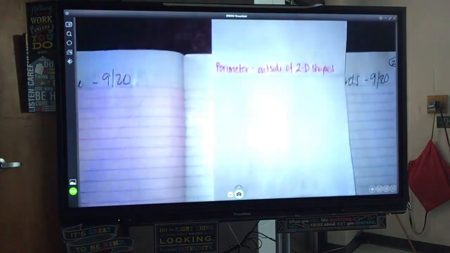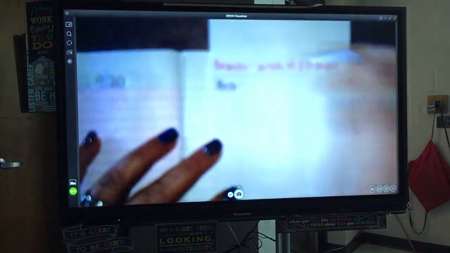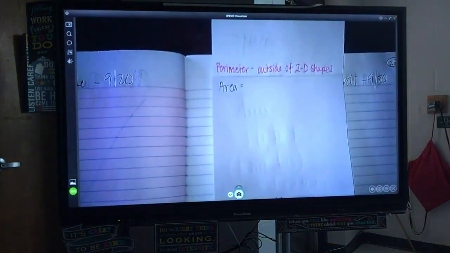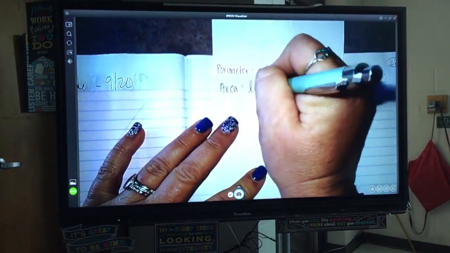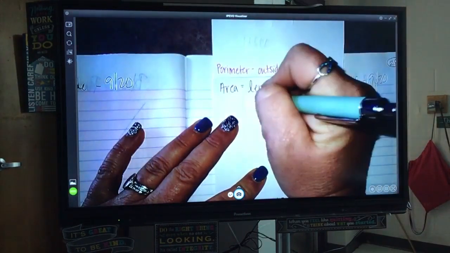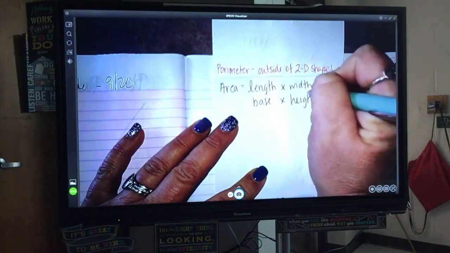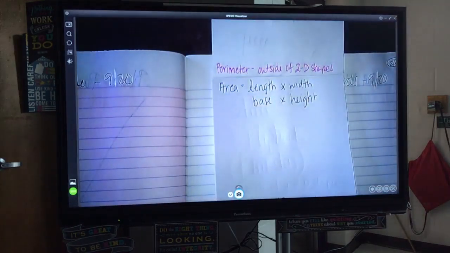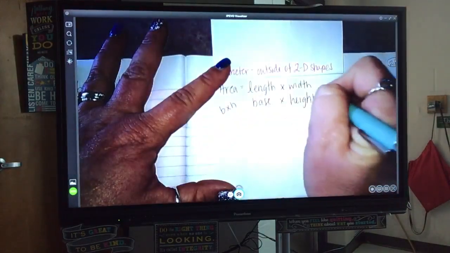Alright, so when you're finding the area of a square or rectangle, you can use the same formula for both. Some students like to say length times width, and some students like to do base times height. I am not going to be crazy about what you say, because they both mean the same thing when we're talking about squares and rectangles. So it's either B times H or L times W.